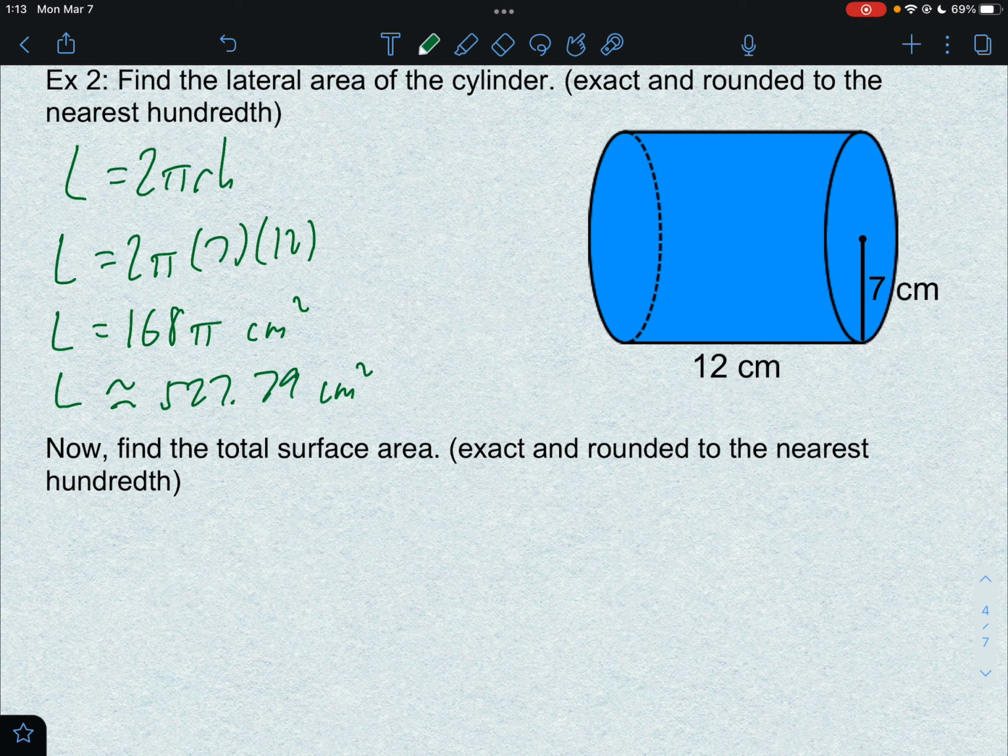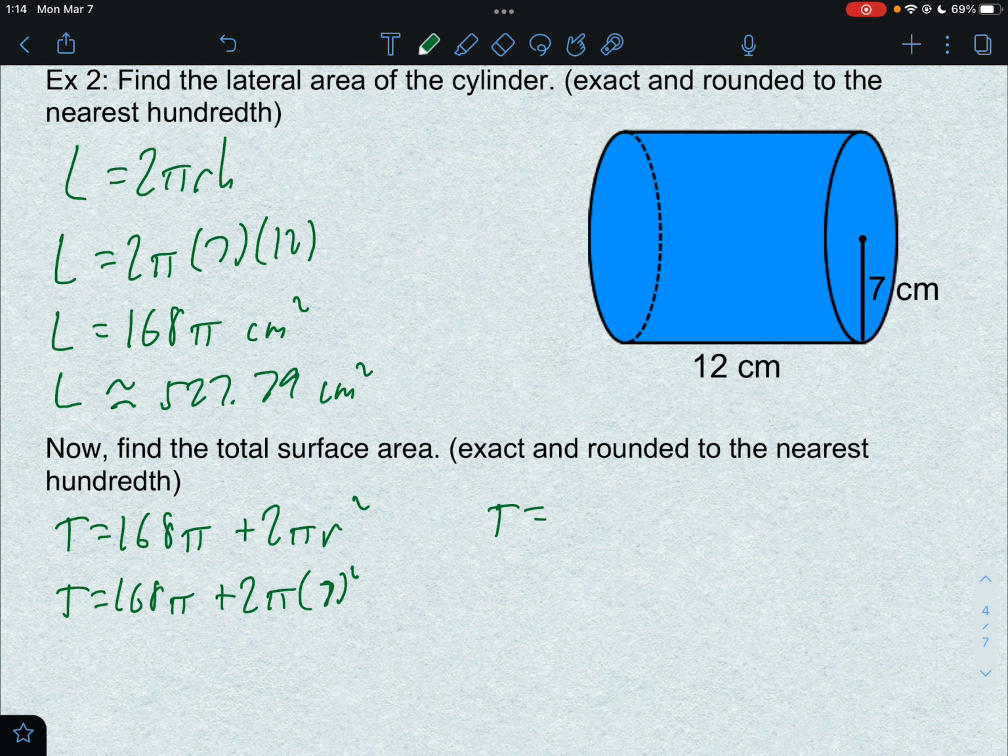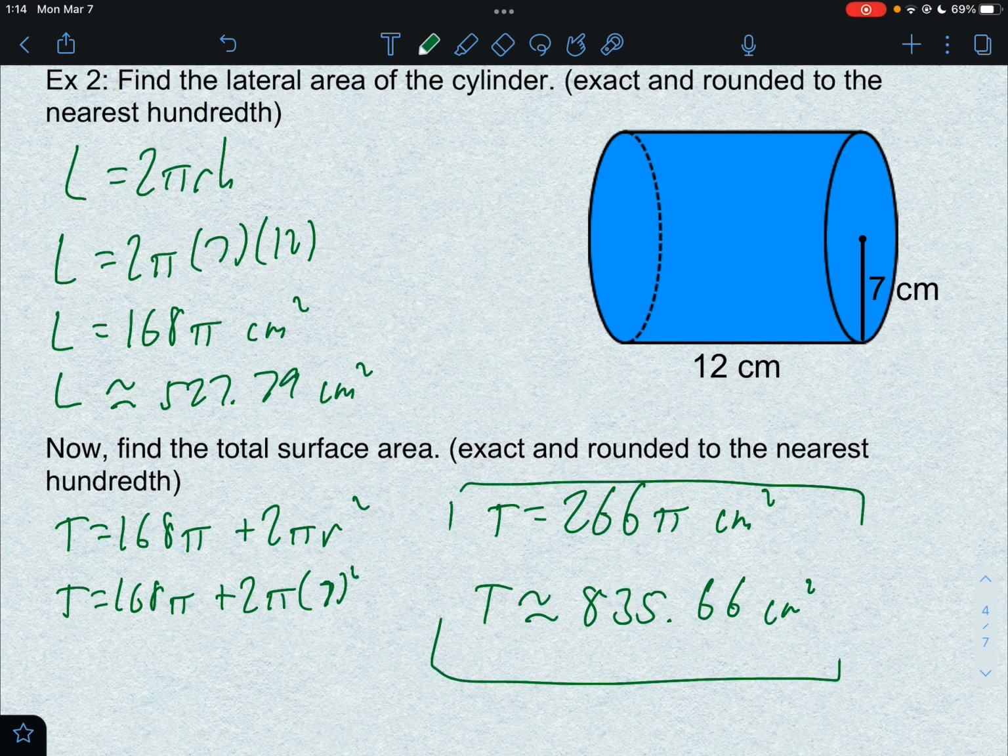For the total, all we're going to do is take that 168 and add in 2 pi r squared. So our total is 168 pi plus 2 pi times 7 squared. Again, for our exact, don't type pi into your calculator. Everything else goes in, you should get 266 pi square centimeters. And then for the rounded answer, we type it all in, and we get 835.66 square centimeters.